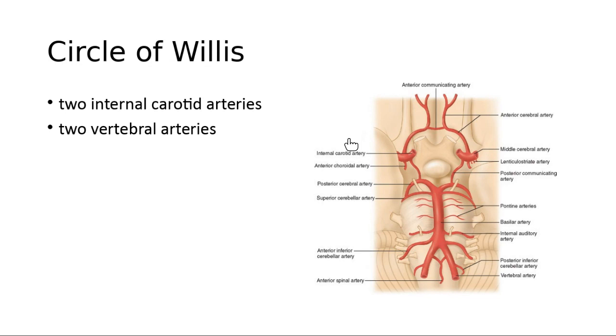The other two vessels that comprise the circle of Willis are the vertebral arteries. They originate from the subclavian artery and converge to form the basilar artery at the pontomedullary junction. And this gives off the anterior inferior cerebellar artery, multiple pontine arteries, the superior cerebellar artery, and the posterior cerebral artery. And they join at the circle of Willis with the posterior communicating artery.